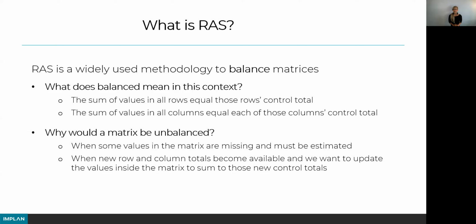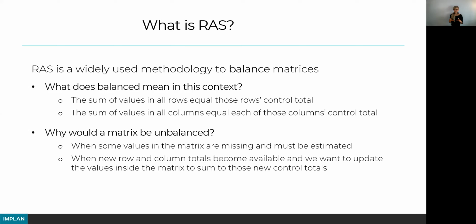So why would a matrix be unbalanced? One case would be when some values in the matrix are missing and they must be estimated. That happens to us all the time here at IMPLAN when we're estimating data that we want to balance across industry hierarchies and across geographical hierarchies at the same time. There are a lot of missing numbers that IMPLAN estimates, and it would be quite the feat if all of our first estimates resulted in a balanced matrix.